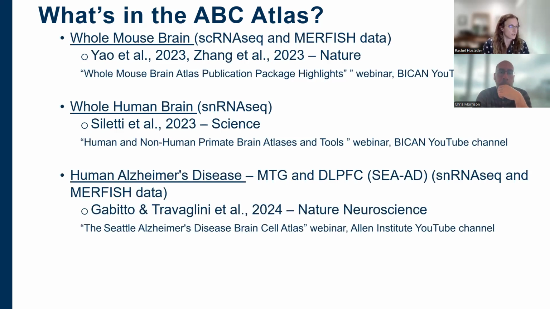The human Alzheimer's disease taxonomy specifically features data from the middle temporal gyrus and dorsolateral prefrontal cortex. We have both single nucleus RNA sequencing data and MERFISH data from these experiments. This was just published in 2024 as Gabitto and Travaglini et al. in Nature Neuroscience. We just had a webinar on this last February, about a month ago, called the Seattle Alzheimer's Disease Brain Cell Atlas, and that is on the Allen Institute YouTube channel.